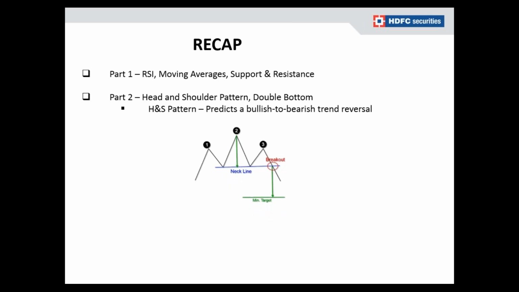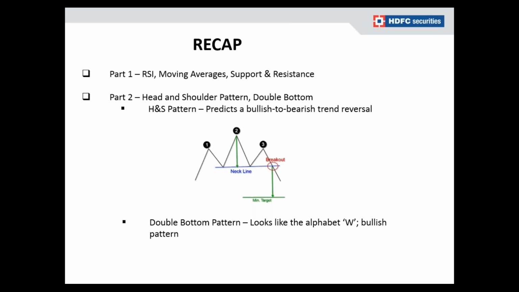You can see the 1 and 3 are your shoulders, the 2 is the head, and you can see the neckline. So the moment the stock falls below that neckline, there is a significant bearish movement that you can see. Right, so this was your head and shoulders pattern. And then we looked at something called a double bottom pattern. If you remember, these two patterns were your reversal patterns. It means the stock is going in one particular trend, and the moment you spot these patterns, they give you some kind of reversal in the trend of that stock.